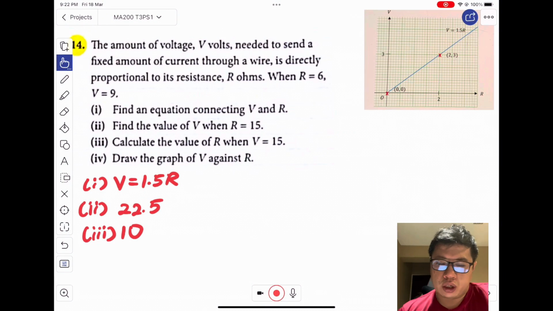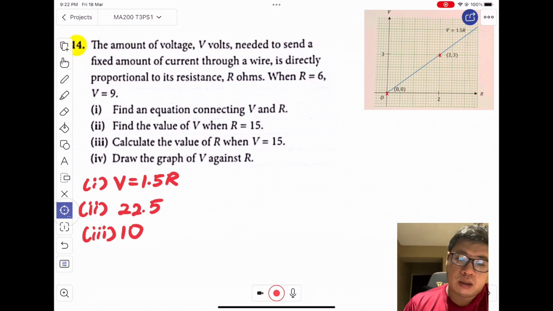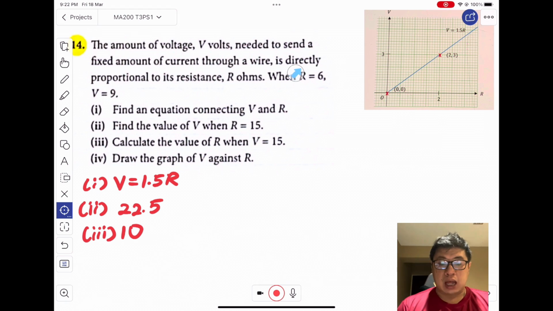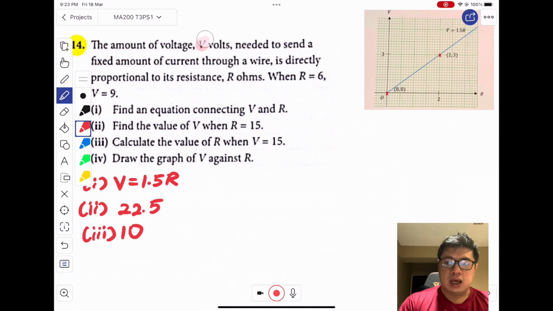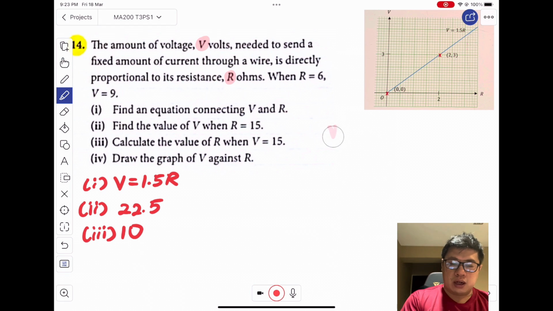So for this question, the amount of voltage V, volts, needed to send a fixed amount of current through a wire is directly proportional to its resistance, which is R. Even though they have given a very long question, what we want to focus on is the variables that are involved, and we look for the variable V and the variable R. V stands for voltage, and R stands for resistance, and voltage and resistance are directly proportional.